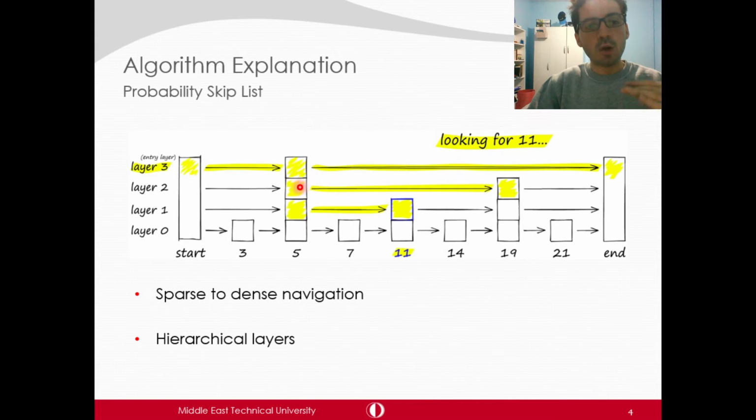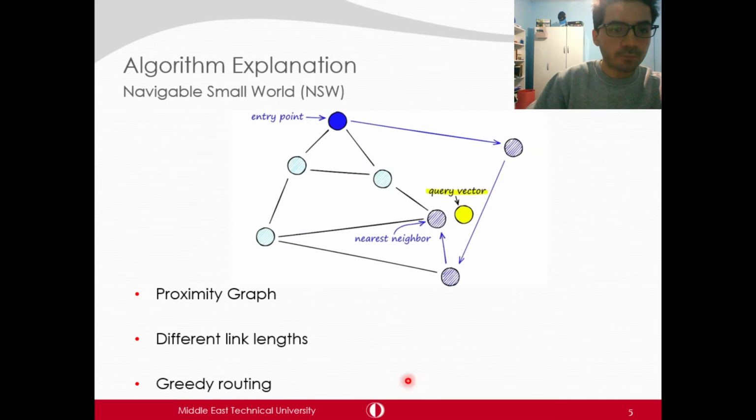Step by step you are moving down to the bottom layer, in which all the data points from your dataset are present, and you are finding the closest value to your query in the bottom layer. These hierarchical layers are also used in the algorithm I am trying to explain. So this is where the idea comes from.